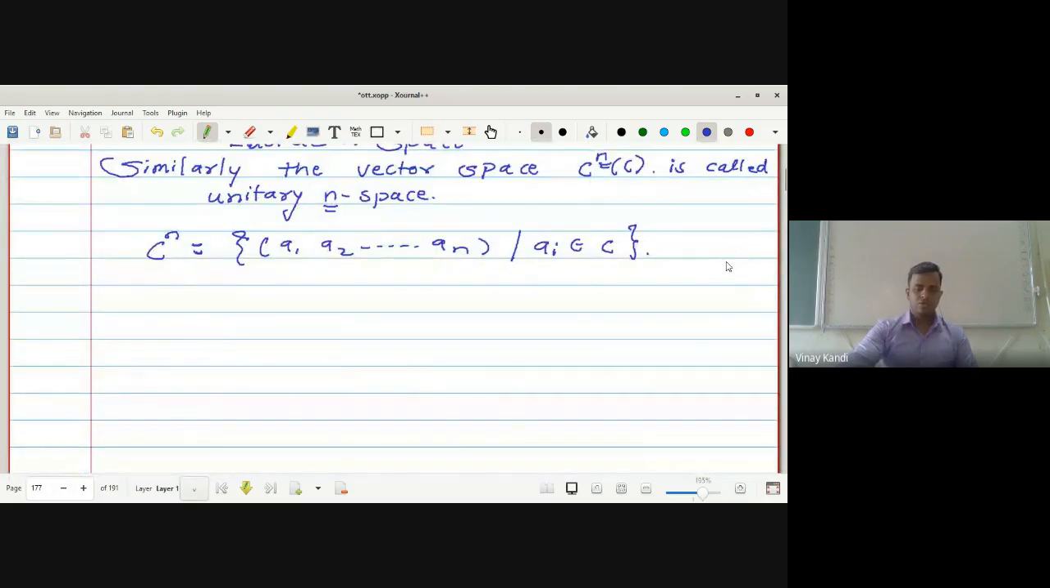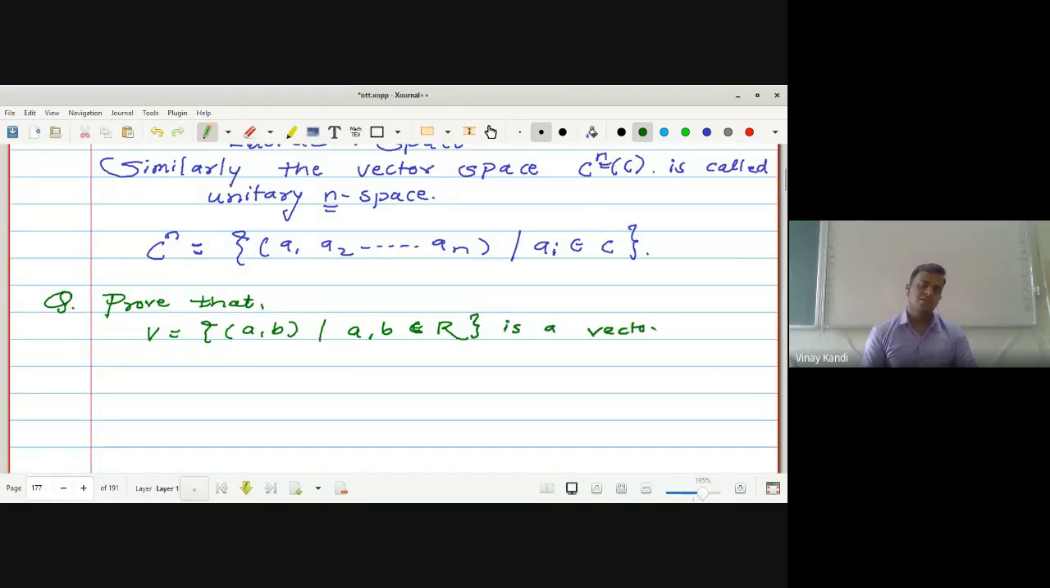Okay, now we have one question. Prove that capital V is equal to the ordered tuple A and B, such that A and B belong to the set of real numbers, is a vector space over the set of real numbers with respect to composition, that is, the operations defined on this set: composition of addition and scalar multiplication.